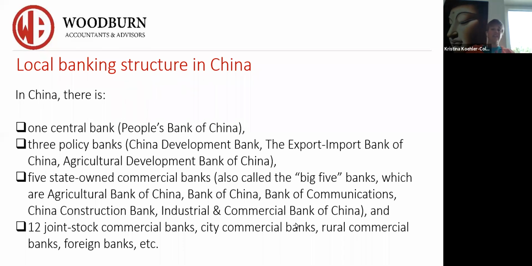You then have 5 state-owned commercial banks, the big 5, which is ABC, Agricultural Bank of China, Bank of Communications, ICBC, and China Construction Bank. And then you've got 12 joint stock commercial banks, banks like China Merchants Bank, Bank of Shanghai, etc. And then the foreign banks as well, like HSBC, Standard Chartered, Citibank, the German banks are there, the French banks are there, etc. Right? So that's kind of the local banking structure in China.